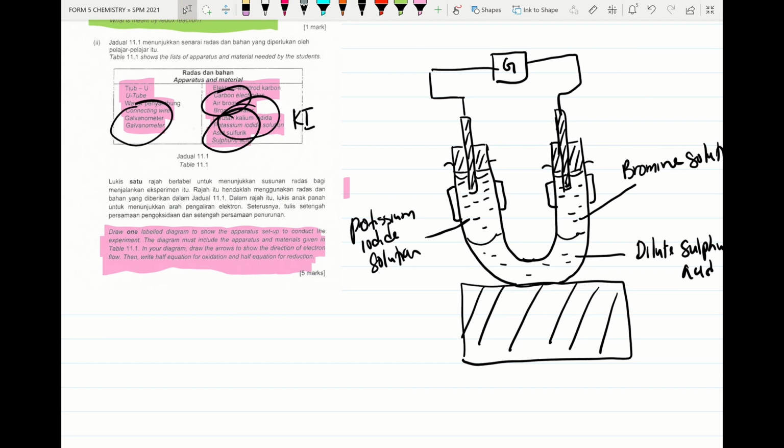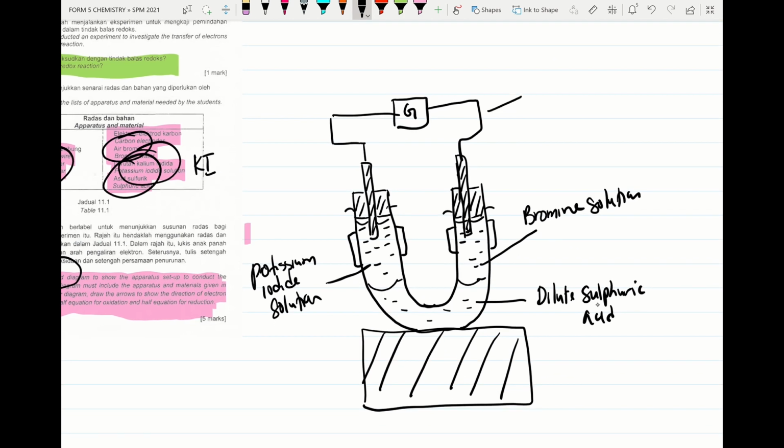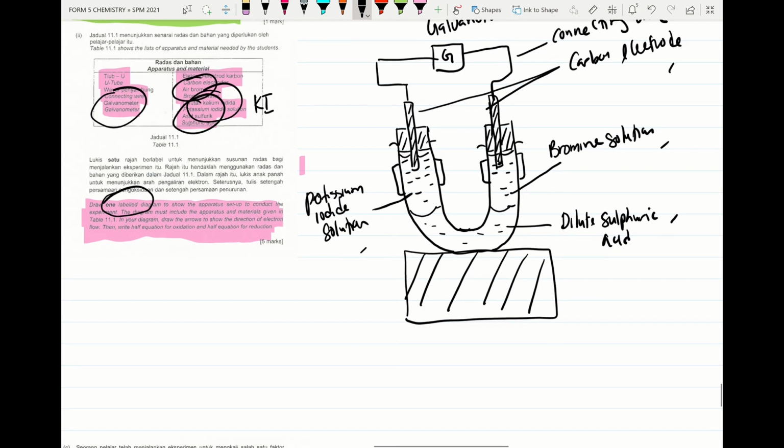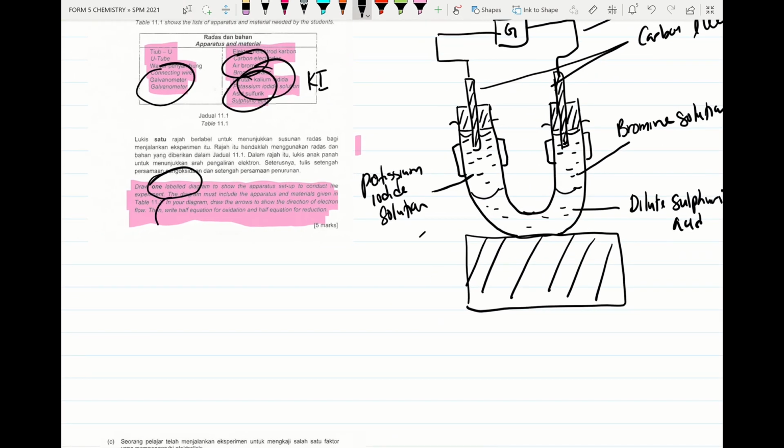So we try to read the question again. One labelled diagram. So we have to label. So this is known as connecting wire. So we label this is known as carbon electrode, and we label this one is galvanometer. Alright, so we have 1, 2, 3, 4, 5. Alright, so these are the drawing that students should draw. Alright, next we try to write down the half equation.